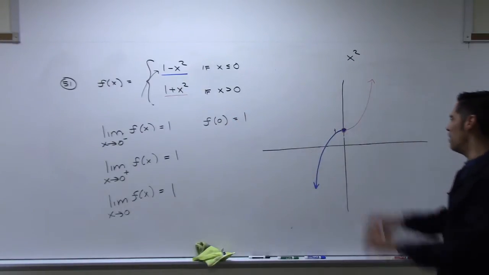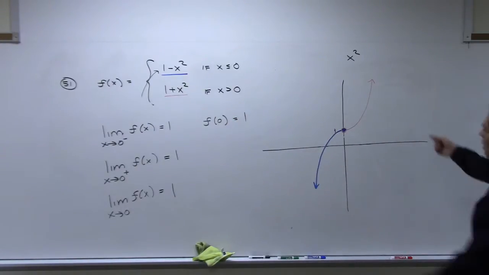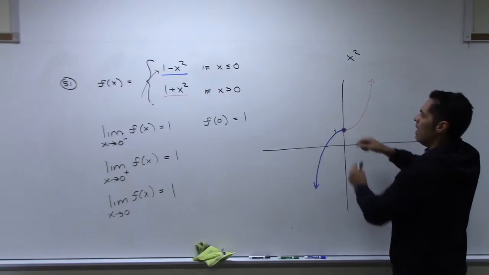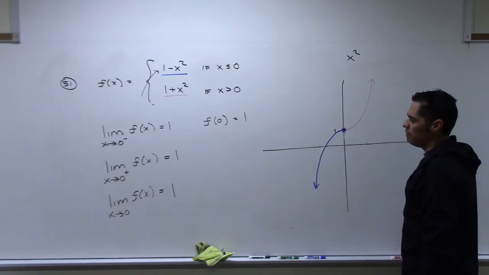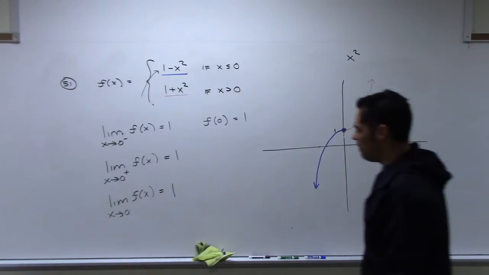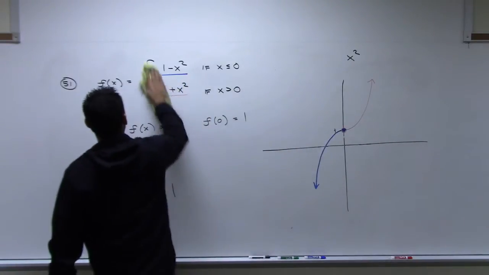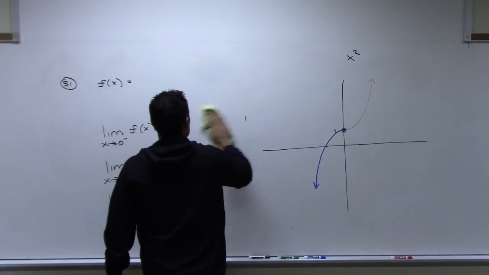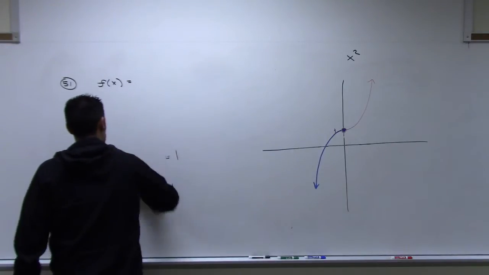So we got 1 for all of those. So from the left and from the right, it approaches 1. And then at 0, it's actually 1. So not a whole lot of interesting stuff happening with that function. I'm sure the next one will be a little bit different.